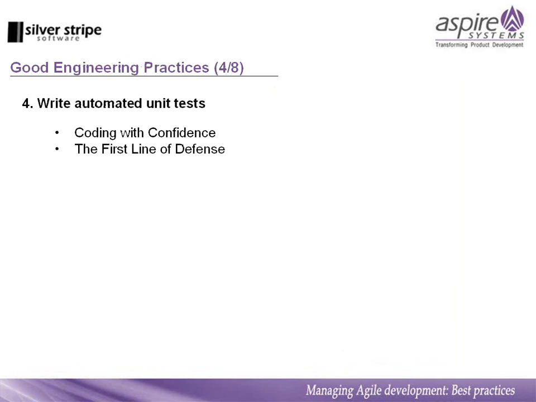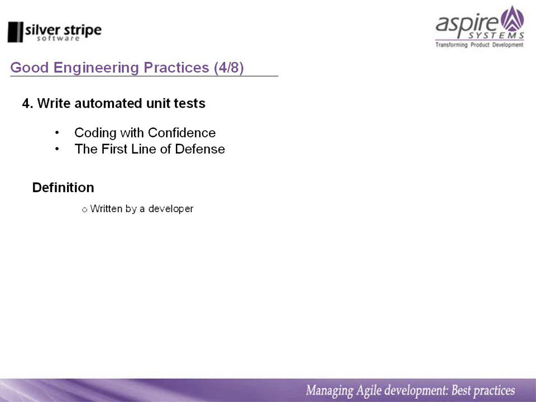Okay. So the fourth engineering practice we would like to emphasize is automated unit test cases. This is pretty much needed for Agile. What is the advantage of going for unit test cases? We'll see it in the next slide. What automated tests can provide us is coding with confidence, or in Microsoft terms, a first line of defense.